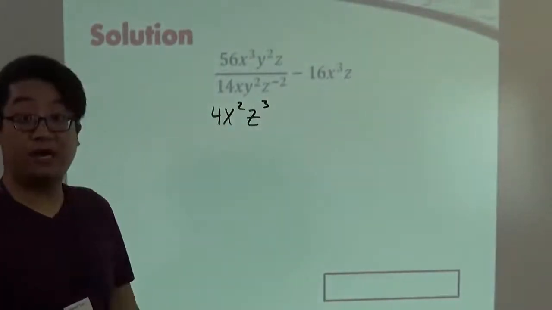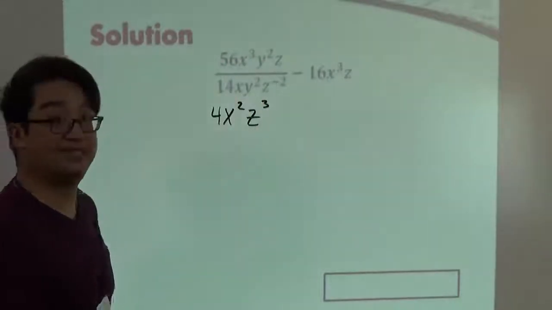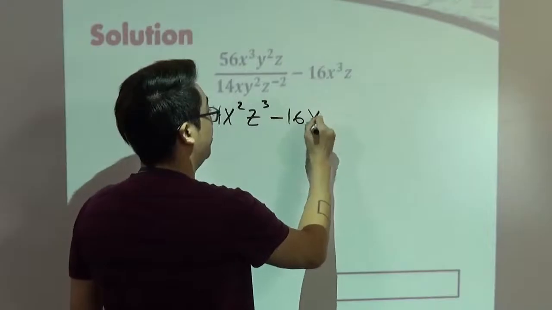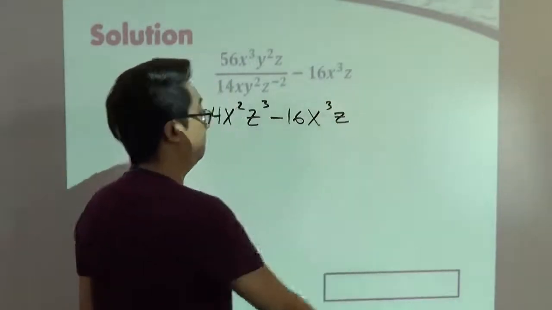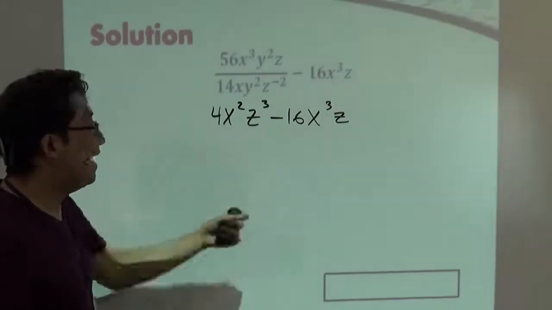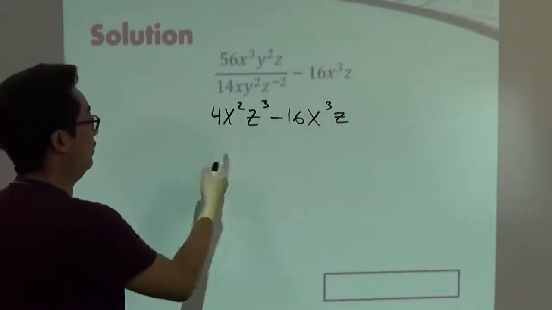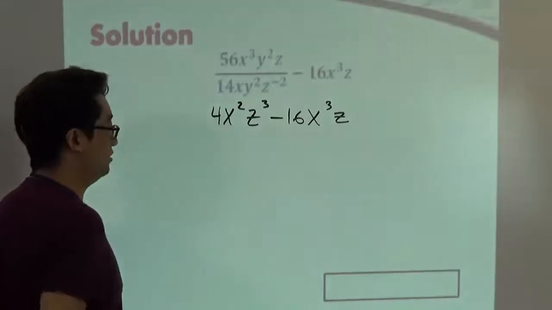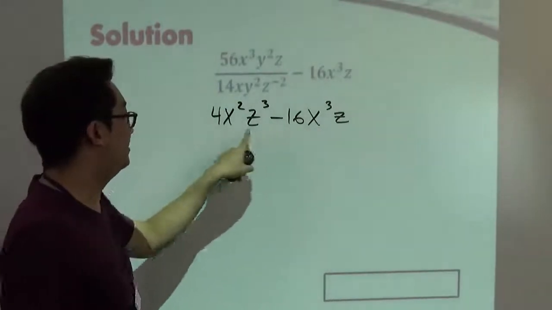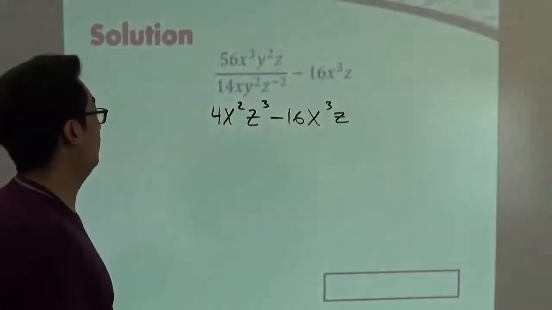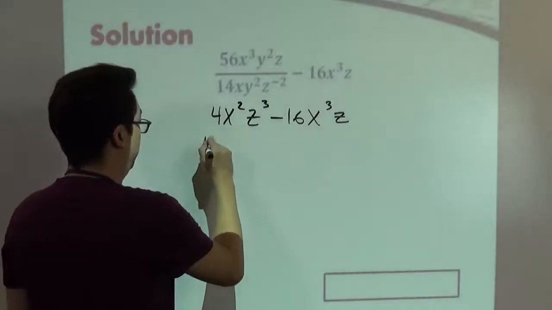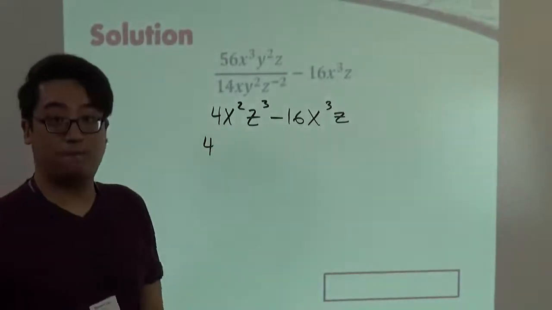Okay? So we haven't factored yet. All we did was simplify this expression. So let's rewrite that second part of it: 16x to the third z. Right? Okay, now we do the factoring. So just like last question, we want to see what's in common between these two terms. So we look at the numbers, the x's, and the z's. So we look at the numbers, 4 and negative 16. The greatest common factor between both of those terms is just 4.